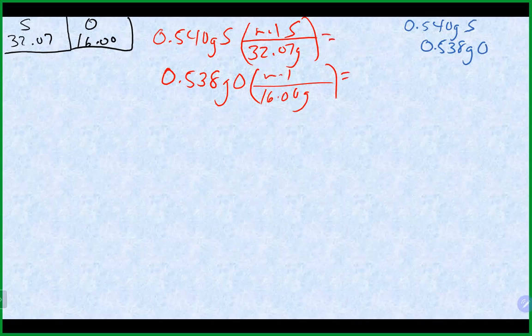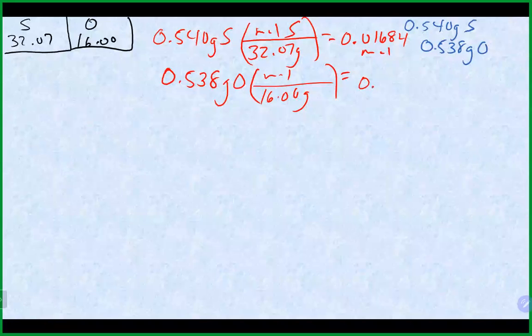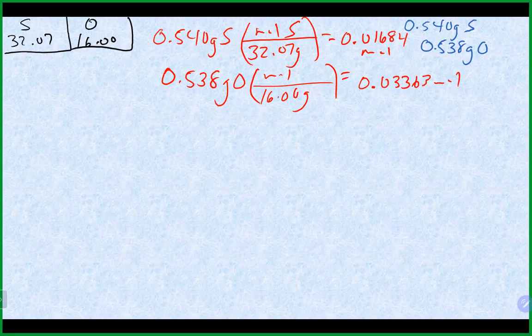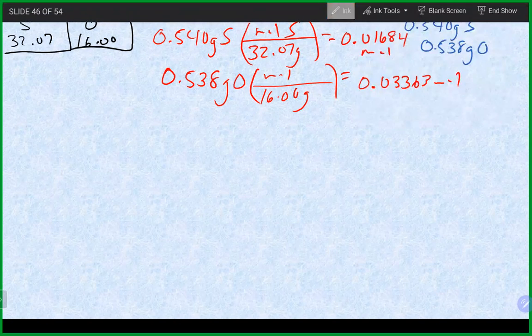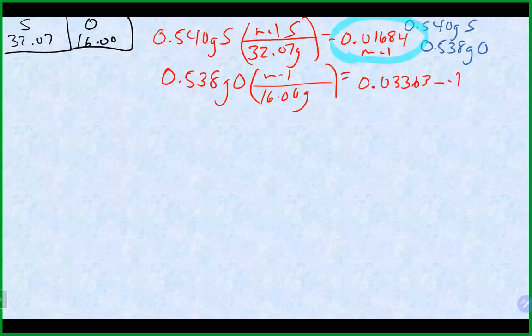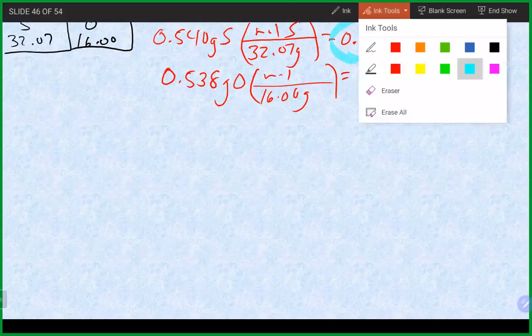That's going to get us 0.540 divided by 32.07, looks like 0.01684. And for the other one, 0.538 divided by 16, 0.03363. And in this particular case, it is the moles of sulfur which is the smallest number. So we're going to divide everybody by the moles of sulfur.